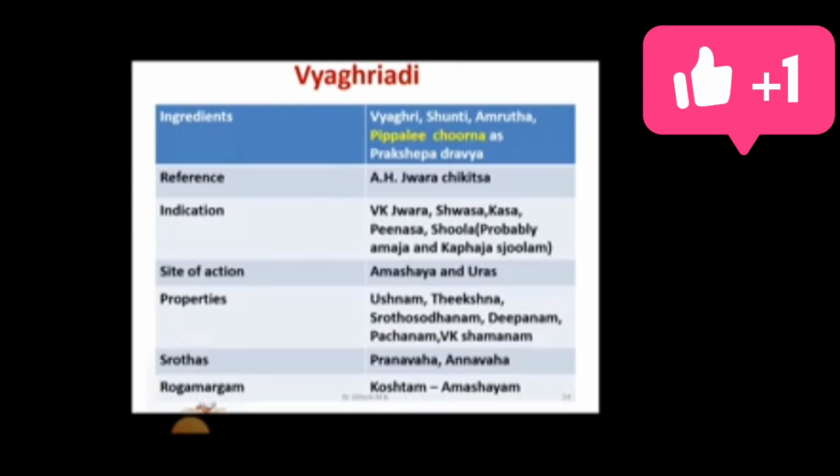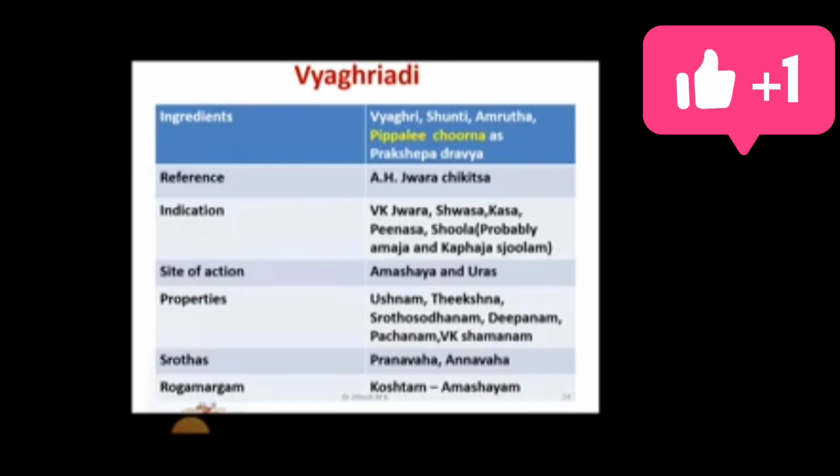This Shula can be either Parshva Shula, or Amaja Shula, or Kaphaja Shula. The site of action of this yoga is Amashaya as well as Uras. The properties are Ushna, Tikshna, Srotoshodhana, Deepana, and Vatakaphashamana. This yoga has more action on either Pranavaha Srotas as well as Annavaha Srotas.